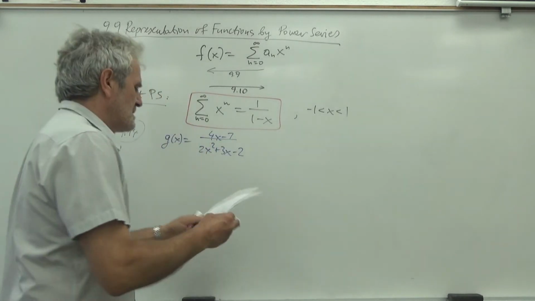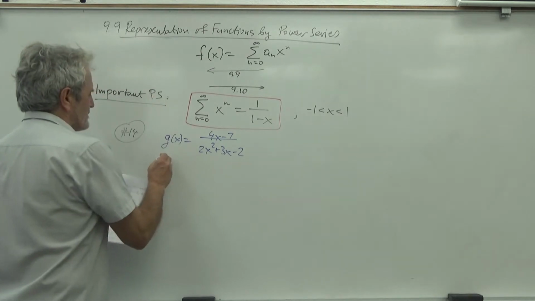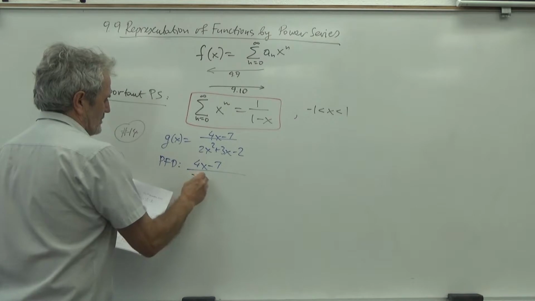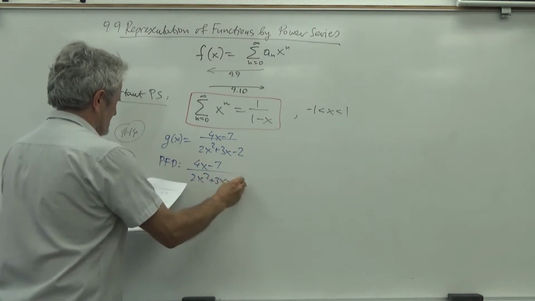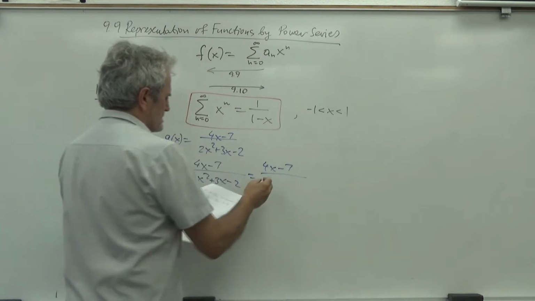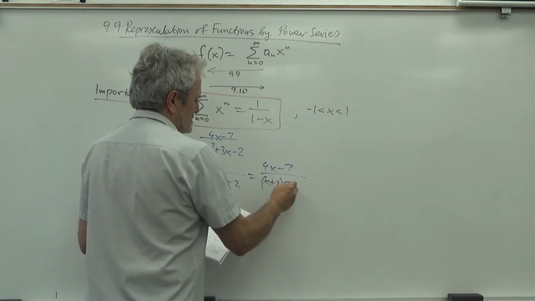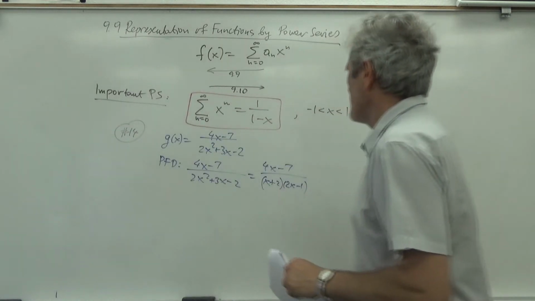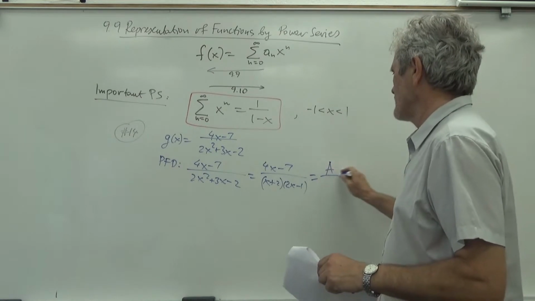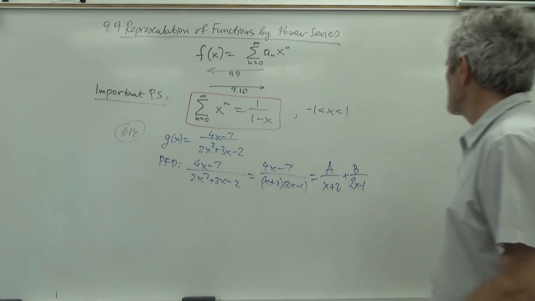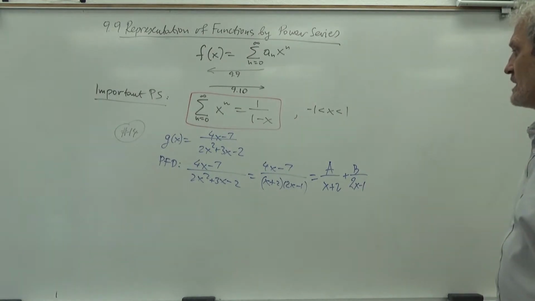So partial fraction decomposition, the old trick. We have (4x minus 7) over (2x squared plus 3x minus 2). I'll rush this, so it's (x plus 2) times (2x minus 1). How do you factor this? Put it in a calculator, see the zeros. And then that is a over (x plus 2) plus b over (2x minus 1).